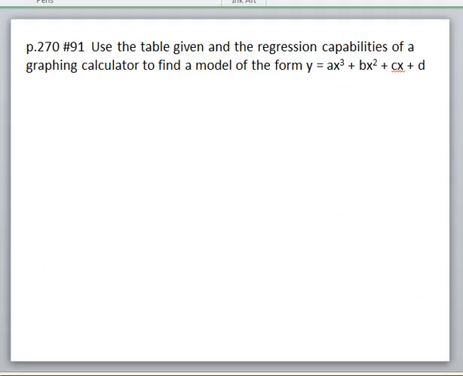This next one, you need to ask me to do during class, because what we need to do is review how to use a table and use the regression capabilities of the calculator to find this equation. So please, please, please remind me to do this with you in class. If you'd like to, it'd be good for you to try it on your own to see if you can remember how to do it, but if not, I'll review it in class.